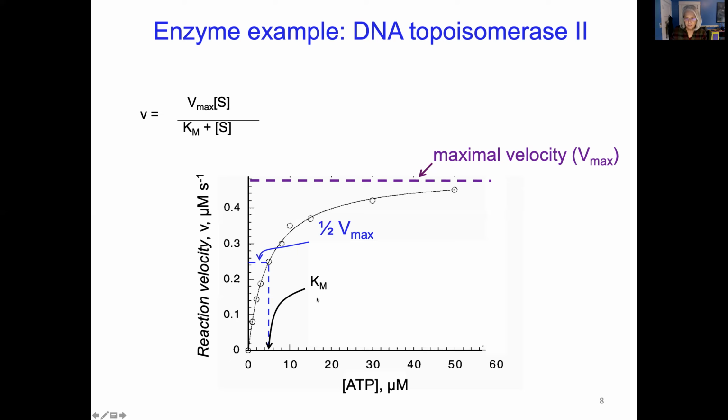Okay, so the Km is the concentration of substrate, here ATP. It's about 5 micromolar ATP. That's the ATP concentration that gives half the maximal velocity. So again, the Vmax here is about 0.48 micromolar per second. It's a rate. And the Km is 5 micromolar. It's a concentration of the substrate, which here is ATP.